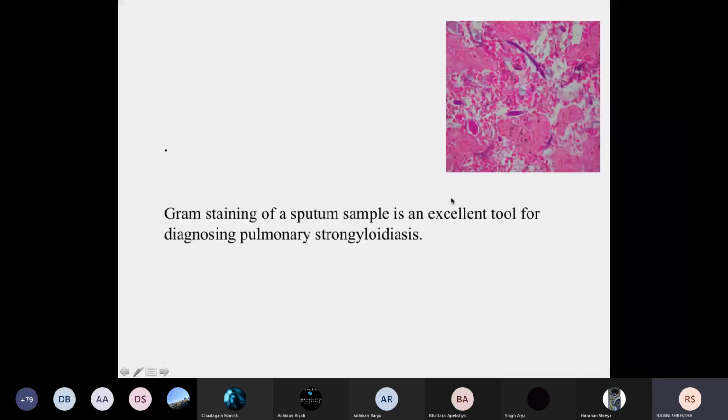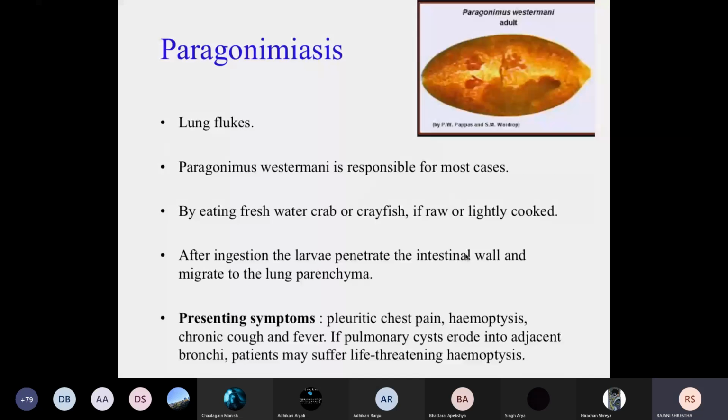Paragonimus westermani, okay. This is also the lung fluke, which is responsible for causing pneumonia, and mainly it occurs due to eating freshwater crab or crayfish if they are not cooked properly. These larvae penetrate the intestinal wall and then migrate towards the lung parenchyma. So the presentation will be like the patient will have chest pain, high-grade fever, hemoptysis, chronic cough.